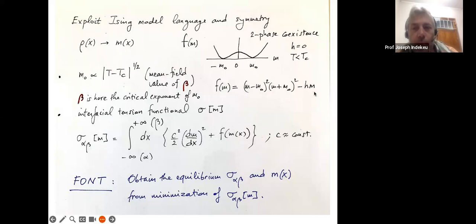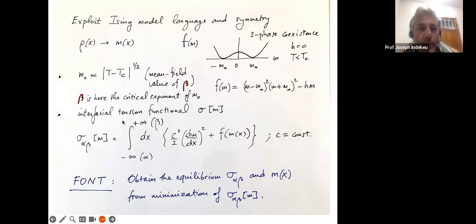We add an external magnetic field, which we will not use much for the moment, but that would allow one to go away from two-phase coexistence and to favor one of these phases, either the one with positive or the one with negative spontaneous magnetization, when we are in non-zero external fields. So then these two minima would no longer be equal minima. But for the time being, we work at zero magnetic field, so in a very symmetric setting.